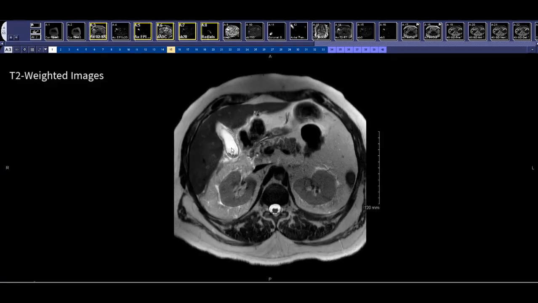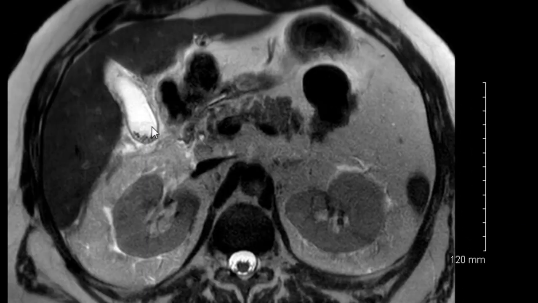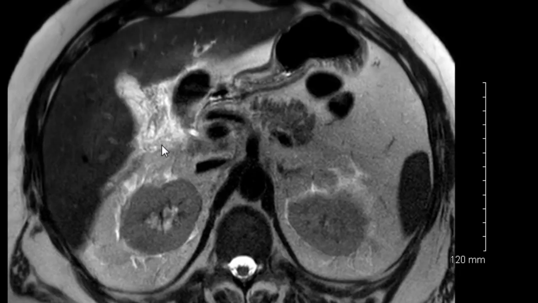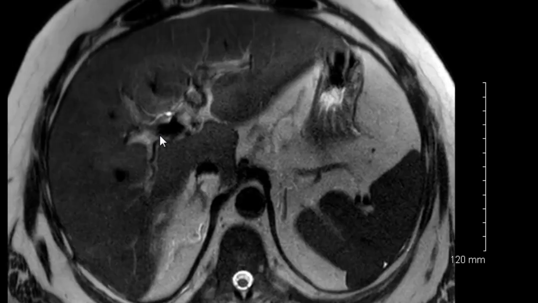And like I alluded to on the coronal T2, we saw that the gallbladder was abnormal. We see these punctate foci of low signal laying dependently in the gallbladder, which are stones. The gallbladder has a lot of irregular high T2 signal around it, which is pericholecystic fluid and inflammatory change.